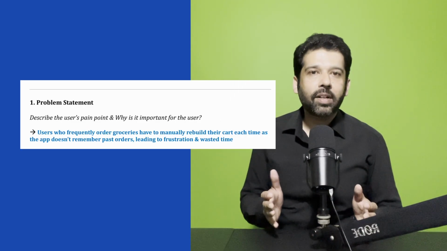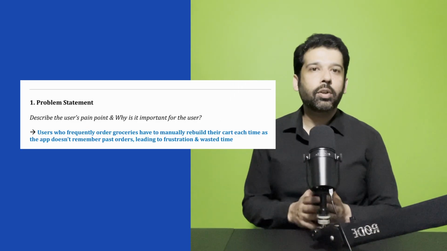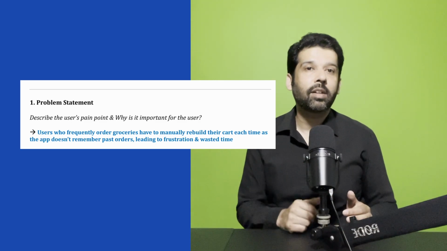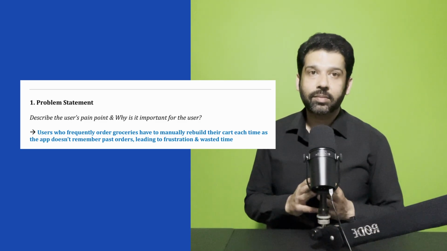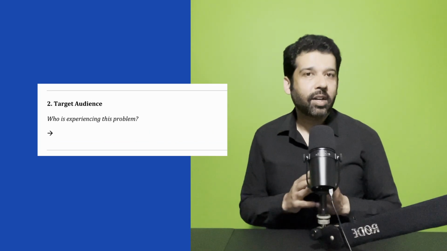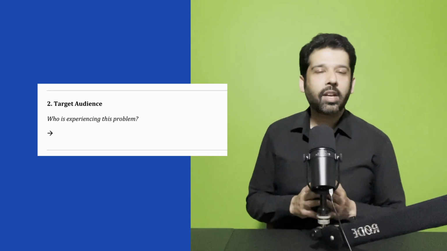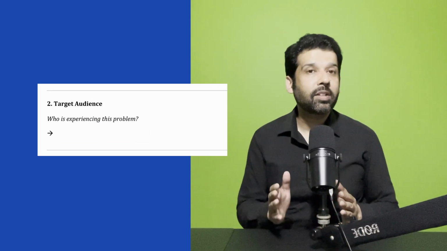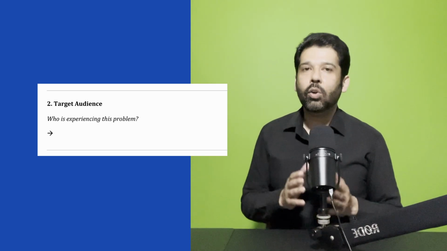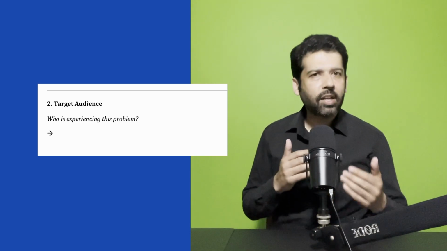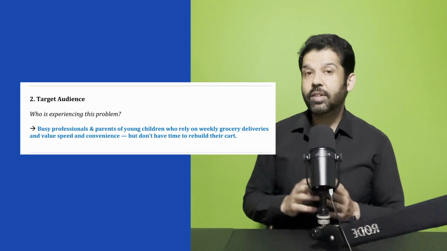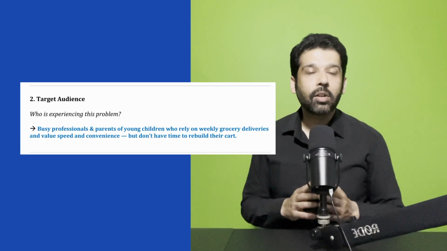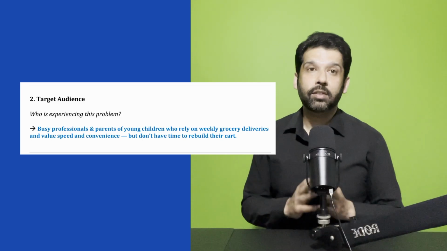So the problem statement is, users who frequently order groceries have to manually rebuild their cart each time because the app does not remember past orders. Next, let's talk about the target audience. Not everyone using the app has this problem, but this is especially a problem for busy professionals or parents of young children, anyone juggling work or young kids at home. So your target audience is busy professionals and parents of young children who value speed and convenience.